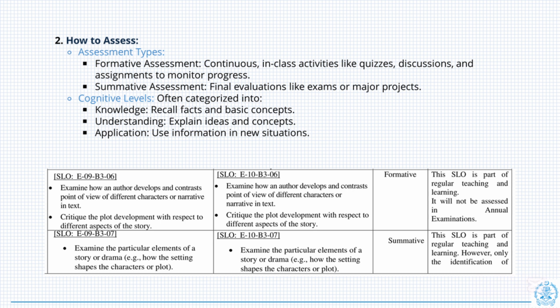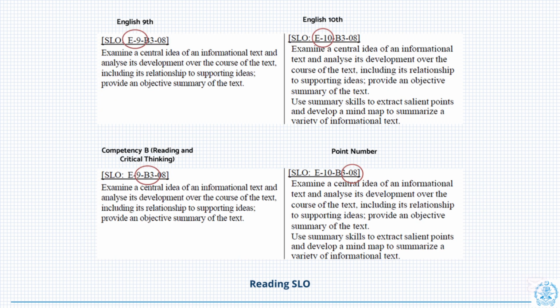At the knowledge level, students recall factual information such as identifying key story elements. The understanding level involves explaining and analyzing concepts such as plot development. At the application level, students demonstrate their ability to apply these skills, for example, evaluating the impact of a narrative perspective in a story.